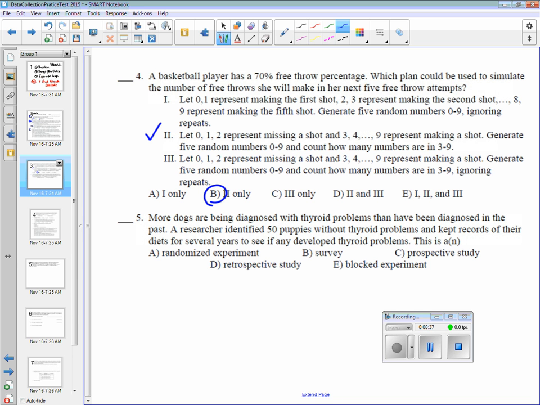More dogs are being diagnosed with thyroid problems than have been diagnosed in the past. We have 50 puppies without thyroid problems. Keep records of their diets for several years and see if they develop them over time. What kind of a study is that? Marcel? It's prospective. When we're taking a group of subjects and we follow them over time, that is called a prospective study. What's a retrospective study?